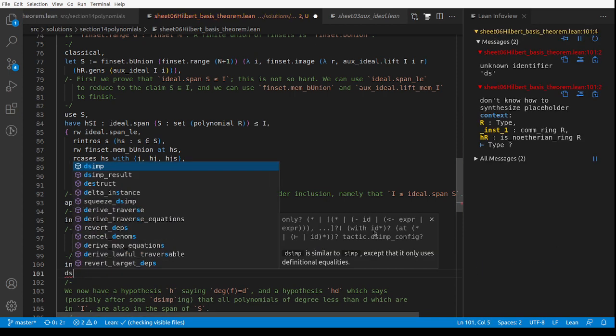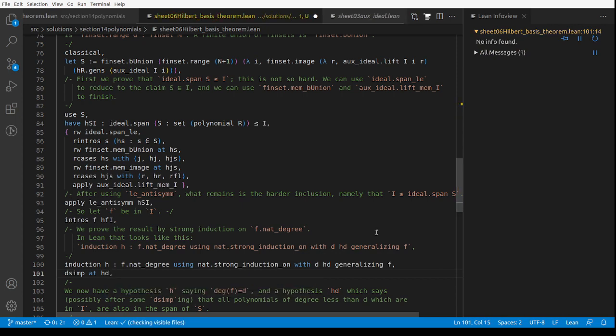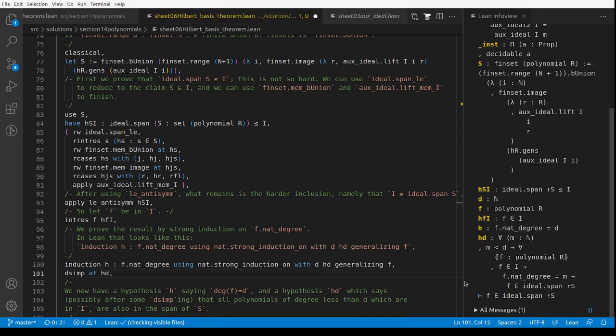Let me just do dsimp at ht just to see what hd says. hd says if m is less than d, where d is the degree of the polynomial, and I've got a random polynomial, unfortunately also called f, so let's call it g. If I've got a polynomial g in I of degree m which is less than d, then I claim g is in the span of S. So I see. So it says I and the span of S are equal for all degrees less than d. And now I've got f of degree equal to d, and I want to prove that f is in the span.